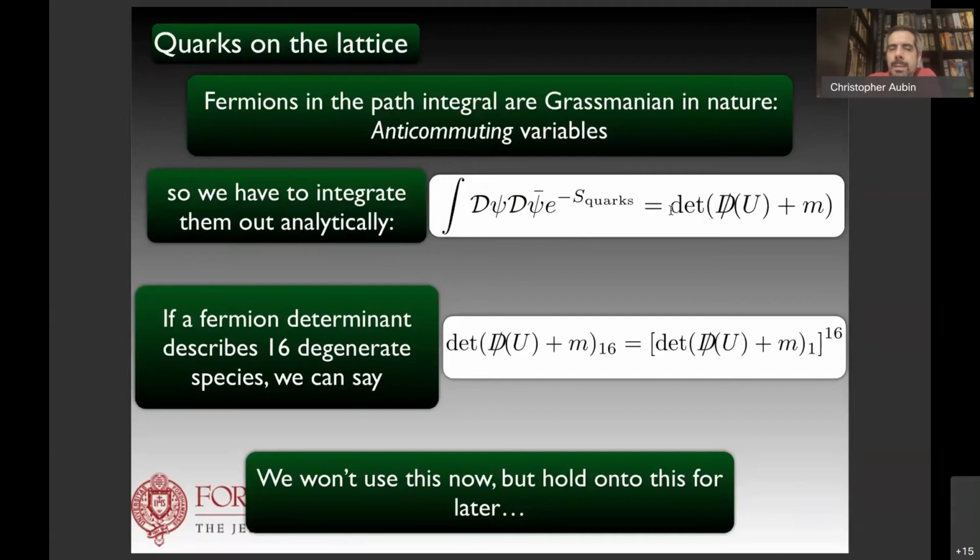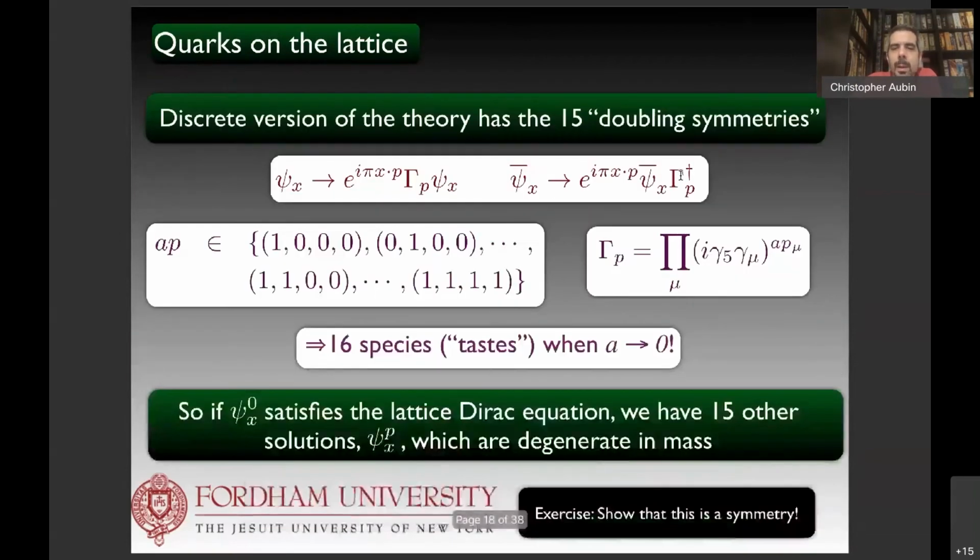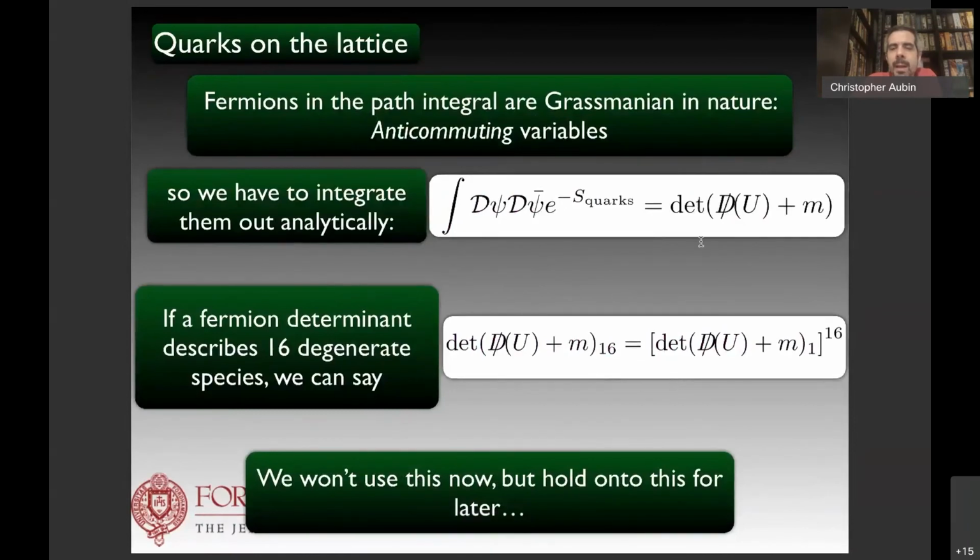I realize I've got two slides that are sort of out of order, but what are you going to do? So I'm going to skip half of the slide and come back to it.